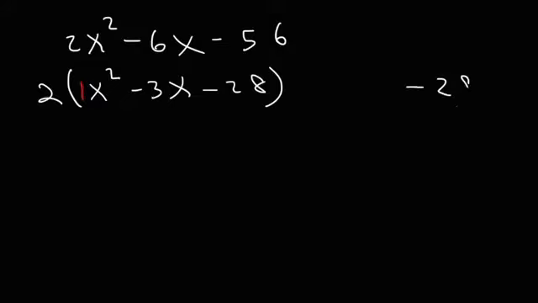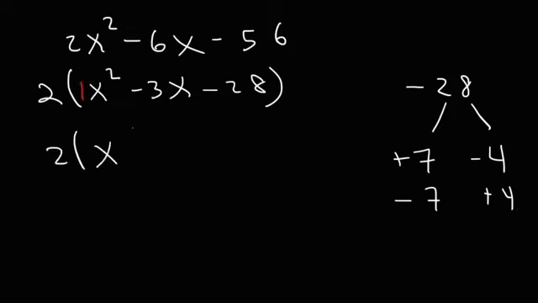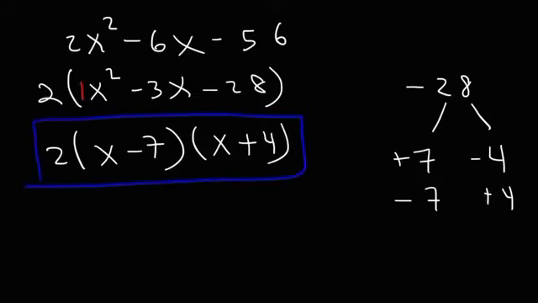So we now have a trinomial with a leading coefficient of 1. So now let's find two numbers that multiply to negative 28 but add to the middle coefficient of negative 3. Well, we know 7 times 4 is 28. If we try positive 7 and negative 4, that adds up to positive 3. But negative 7 and positive 4 adds up to negative 3. So the answer is going to be 2 times x minus 7 times x plus 4. And so that's it for this example.